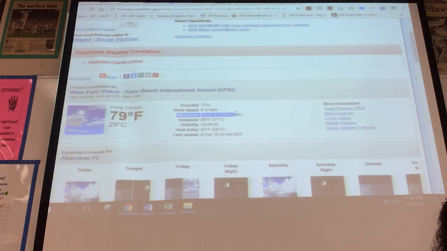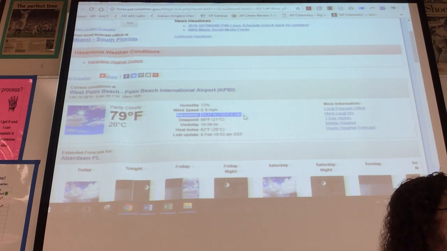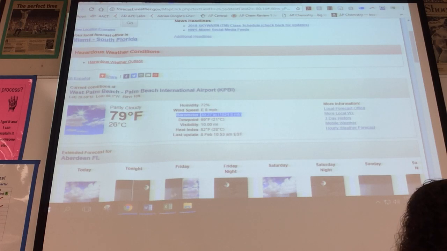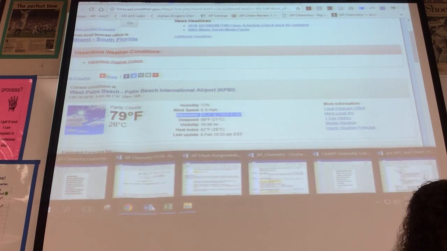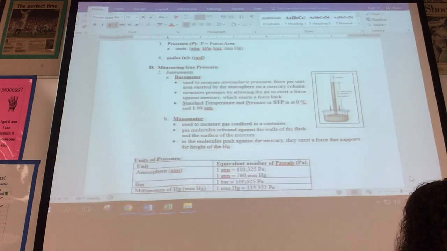Barometric or atmospheric pressure is 30.27 inches or 1,024.8 millibars, and we can convert that into whatever unit we want. When we do both of our labs, we will need atmospheric pressure, and we can get it this way, or they have a fancy barometer down the hallway, so sometimes we'll just see what that barometer says.